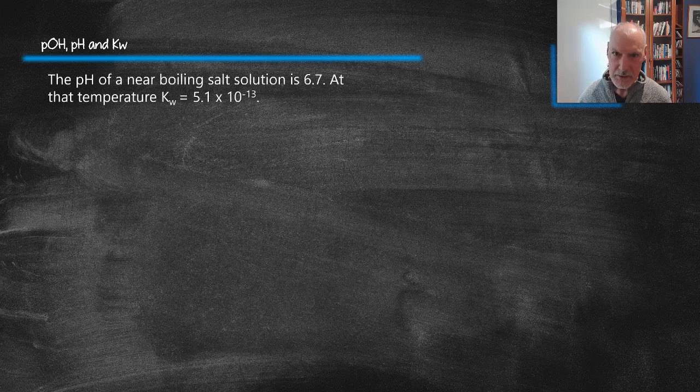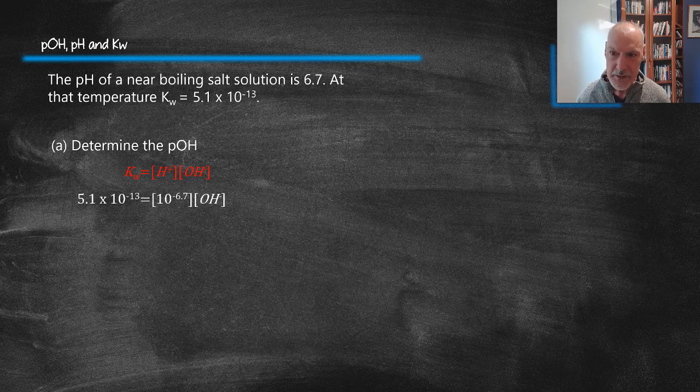Let's look at a question now that involves the interplay of these three quantities. The pH of a near boiling salt solution is about 6.7. At that temperature, the ion constant for water is about 5.1 times 10 to the negative 13. I recall that the ion product for water is always equal to the H plus ion times the OH minus ion, no matter what the temperature. So I'm going to substitute in these values.